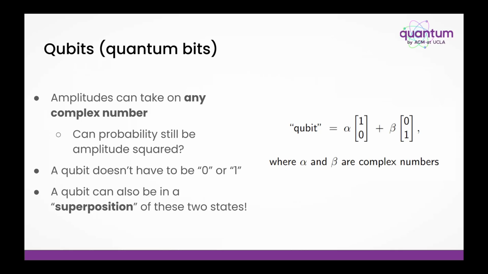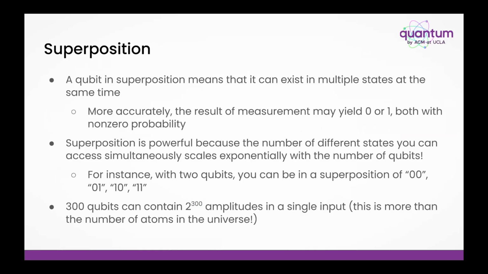Anyways, the fact that qubits can take on complex amplitudes has some pretty interesting consequences. The first of these consequences is that, unlike classical bits, qubits don't have to be 100% 0 or 100% 1. Of course, they can still take these values, but now they can also be in a superposition of these states. So what is a superposition exactly? Well, a qubit in superposition means that it can exist in multiple states at the same time. More accurately, when you measure a qubit in superposition, you may yield both a 0 or a 1 with non-zero probability.